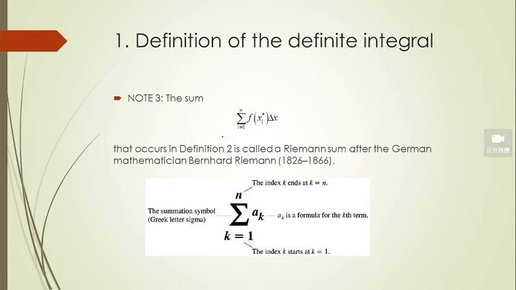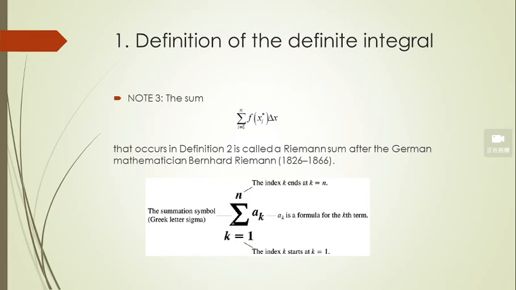Next, let's explain the sigma notation again. This one is called the Riemann sum. With the sigma notation, that is called a Riemann sum. Riemann is also a famous mathematician, and there is a lot of theory in mathematics about this person. So what does this sigma notation mean?